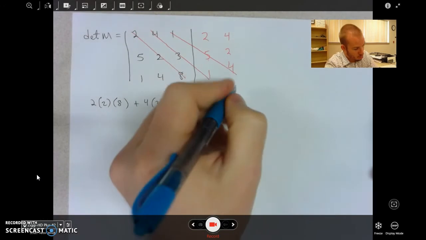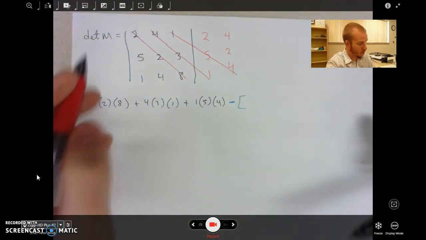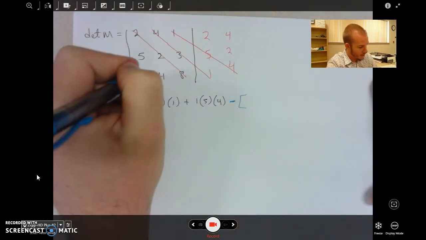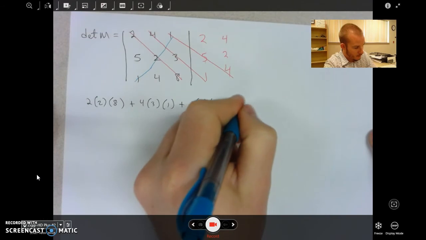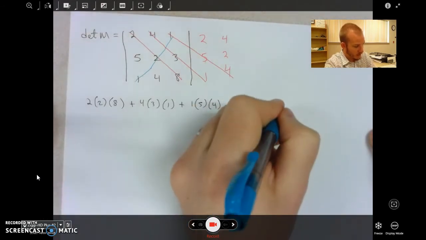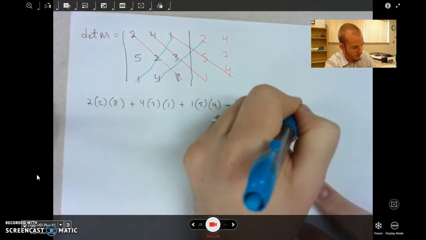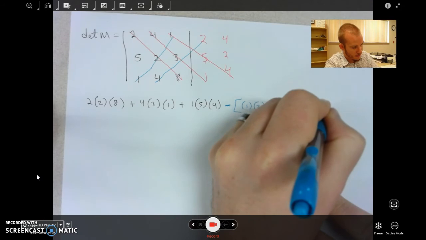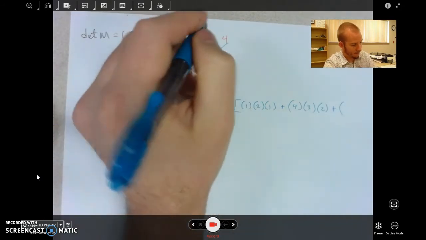But remember, as we did earlier, we had to subtract something. So we are going to subtract the quantity of, well, we're going up now. 1 times 2 times 1, plus 4 times 3 times 2, plus 8 times 5 times 4.